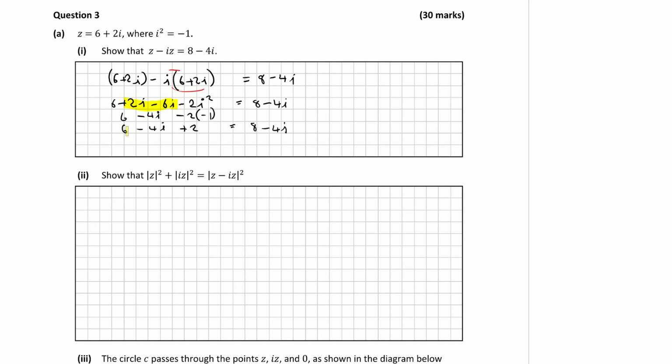And if we tidy that up a little bit, we have 6 plus 2 is 8, and subtract 4i. So 8 minus 4i is equal to 8 minus 4i. So part A, part 1, I've proved it's true.